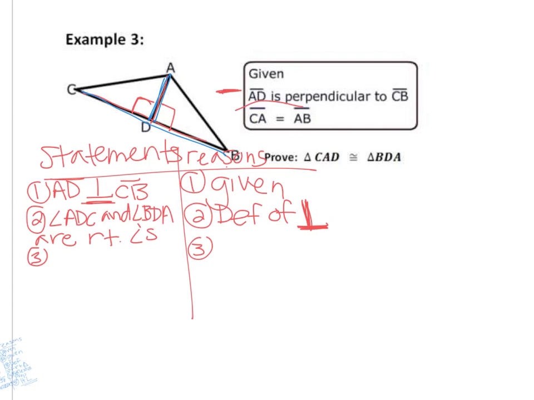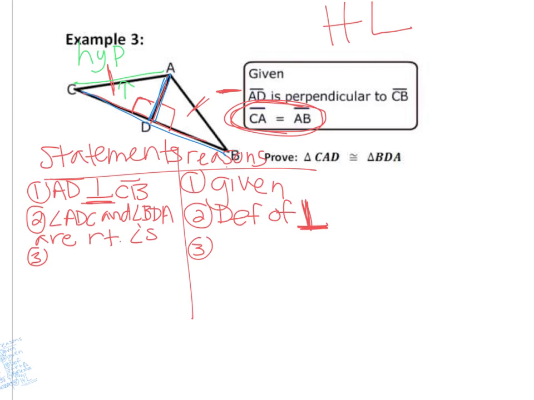If I look at the next given, CA is congruent to AB. What type of triangles are these? Well, these are right triangles. What part is CA and AB? Well, look at it. It's the longest part, and it's across from the right angle. So again, this is my hypotenuse. So I will be using HL for this one.